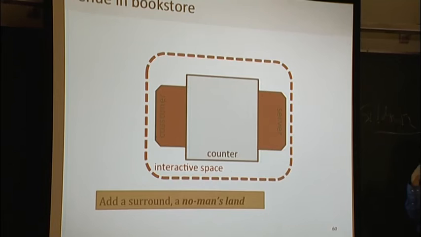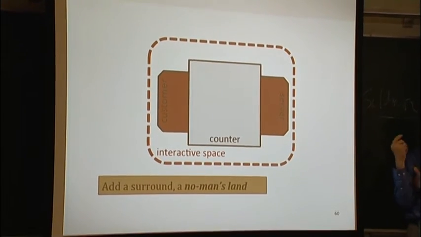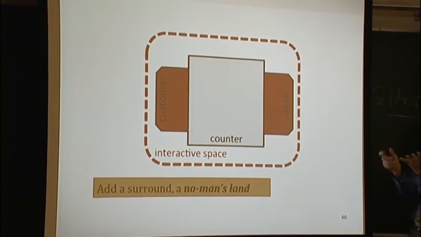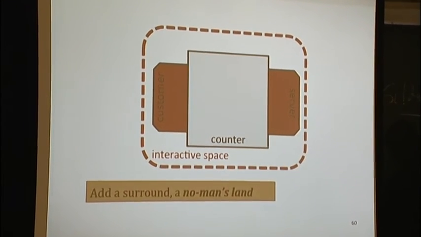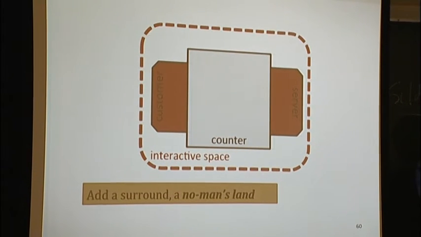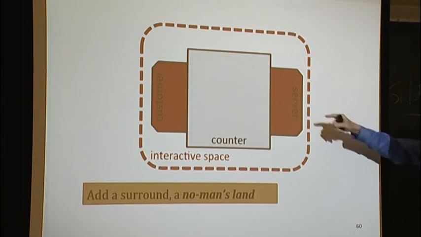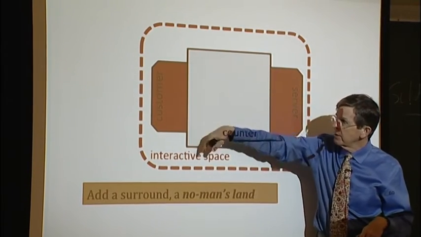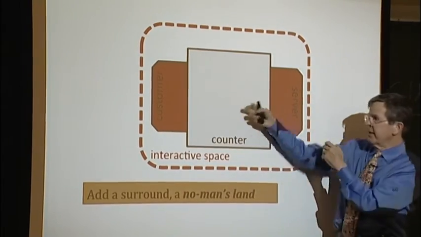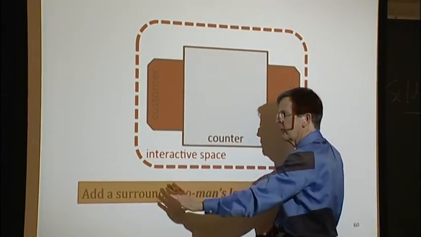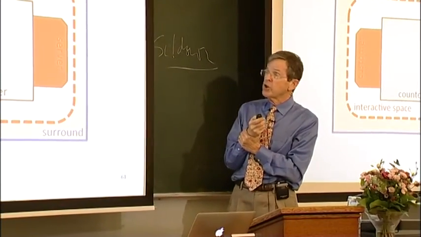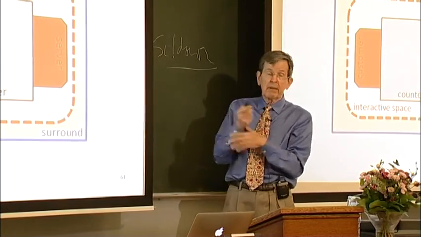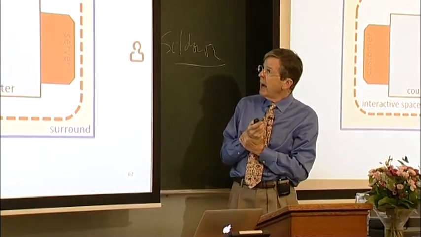And then there is a no man's land. That is, there's a little bit around this space here that other people are not supposed to intrude on. This is for her and me, and if you get too close, for example, you don't dare get between me and the customer, me and this counter. In fact, you don't get in here. There's some kind of area that is just considered, let me call it, the surround, and it's a no man's land, somewhere you don't go.